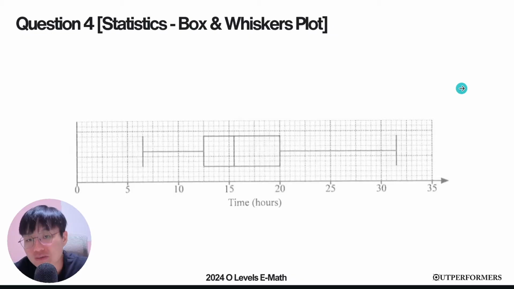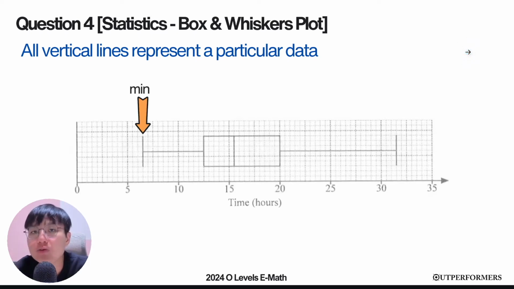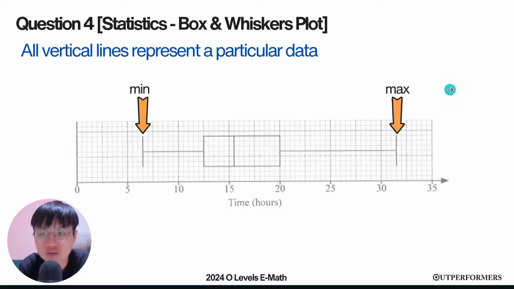So let's revise on box and whiskers plot. What does every feature of this entire thing represent? Number one, all vertical lines represent a particular data, right? The very first one is the smallest value you have in the data, the minimum. So in this case, looking at the scale, 6.5 is the lowest number of hours. Wow. Okay, the highest number of hours is 31.5 hours.